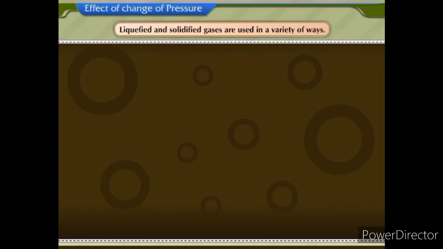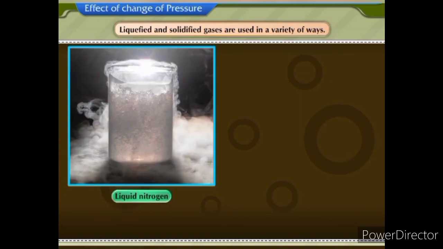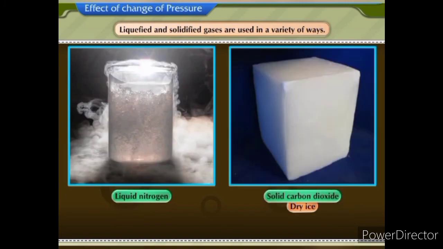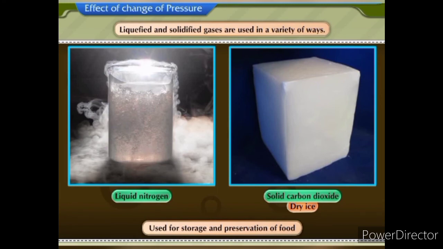Liquefied and solidified gases are used in a variety of ways. Liquid nitrogen and solid carbon dioxide are used for storage and preservation of food.